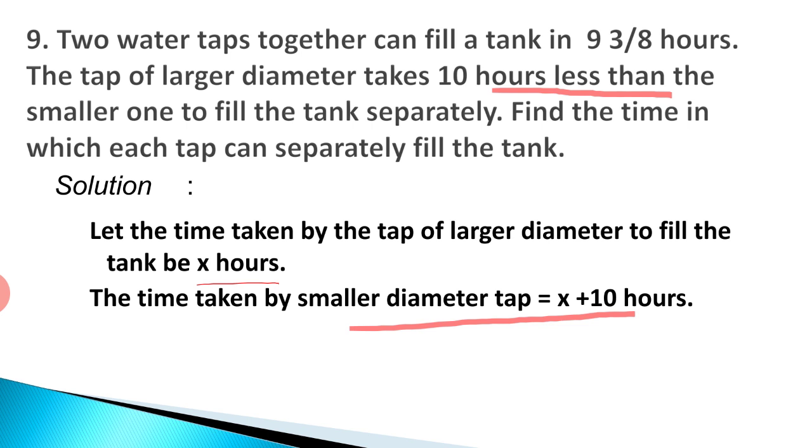Once again I'm explaining this particular part. Let the time taken by the tap of larger diameter to fill the tank be x hours, and therefore the time taken by the smaller diameter tap will be x plus 10. Here they have expressed 10 hours less than the time. So 10 hours less means the smaller tap is taking 10 hours more. Are you getting my point? So 10 hours less by the greater diameter tap is the same as 10 hours more by the smaller diameter tap. This is why I have written it as x plus 10 hours. Is it clear?